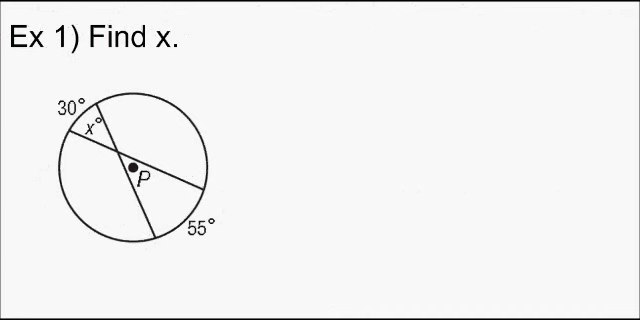Example 1, we want to find x. Okay, so this is that first property we were talking about. So we have an angle and its vertical angle. We have two secants basically intersecting in the circle, or two chords intersecting in the circle. So x and its vertical angle is half of these two arcs, the intercepted arcs, when you add them together. So x equals 30 plus 55 divided by 2.